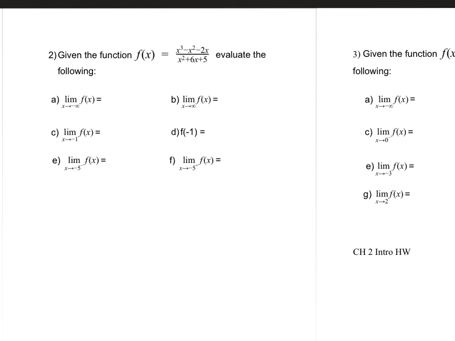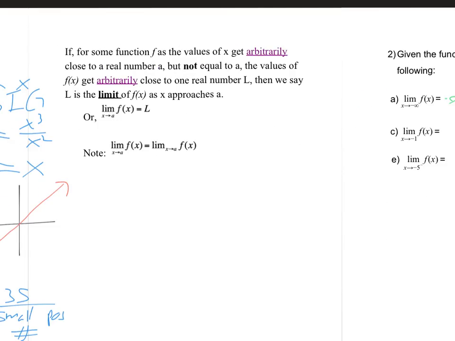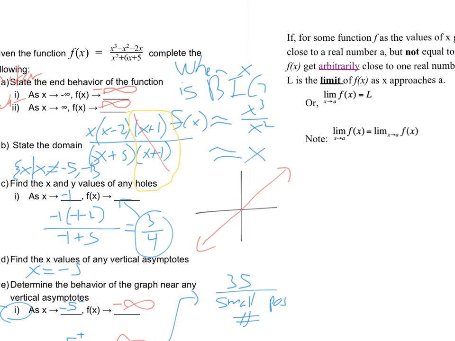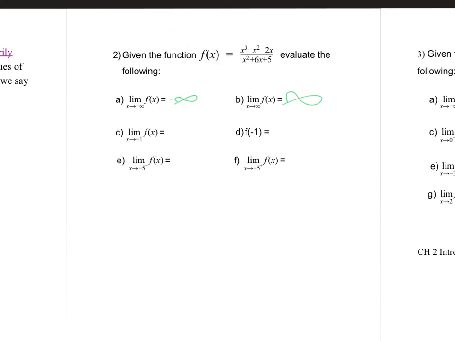Our end behavior on the left is still -infinity. Our end behavior on the right is still positive infinity. When x gets closer and closer and closer to -1, we said that the outputs get closer and closer and closer to 3/4. We're just writing it slightly differently here.